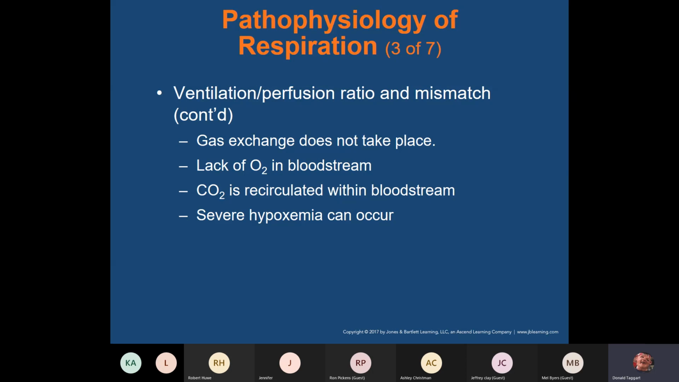Remember that these are numbers, and some people live at 50 because they're COPDers, and they're constantly having a hard time getting that gas exchange.